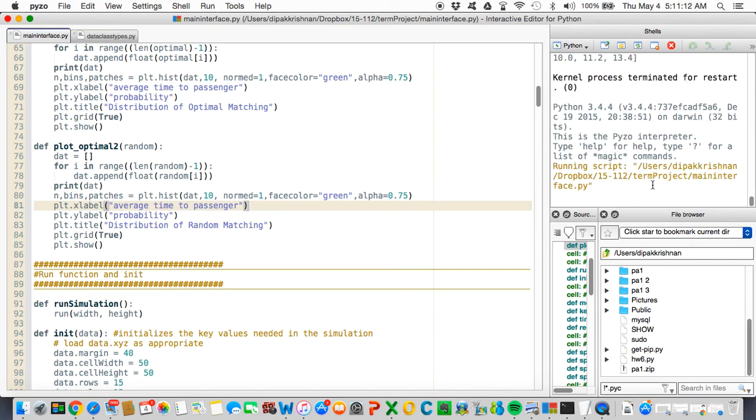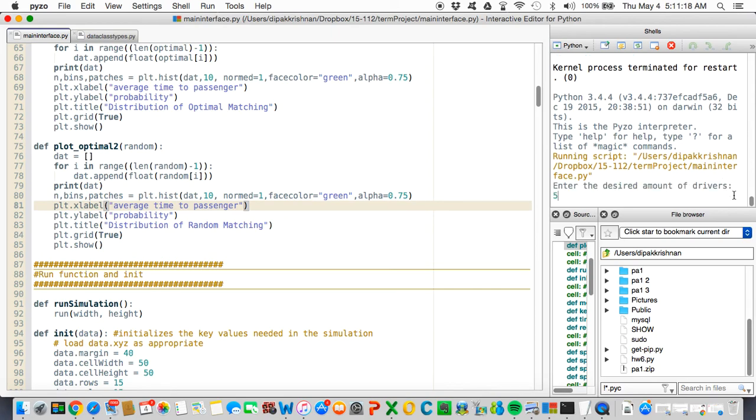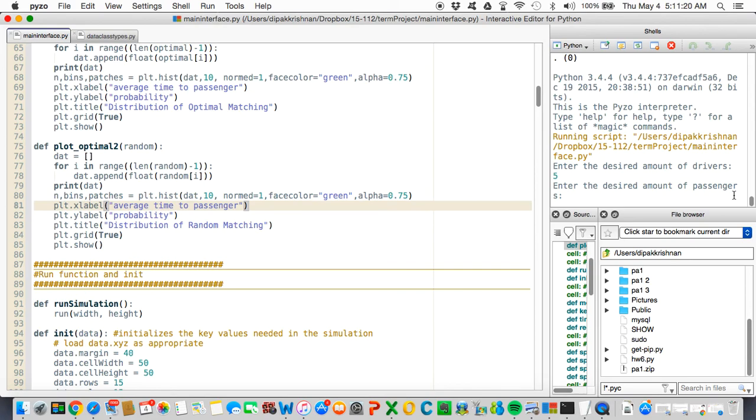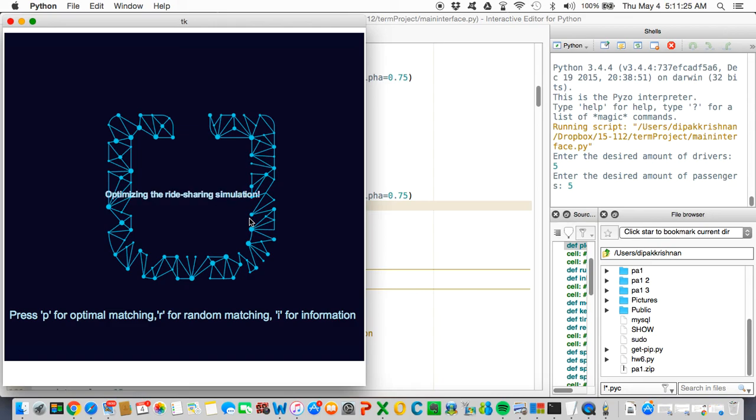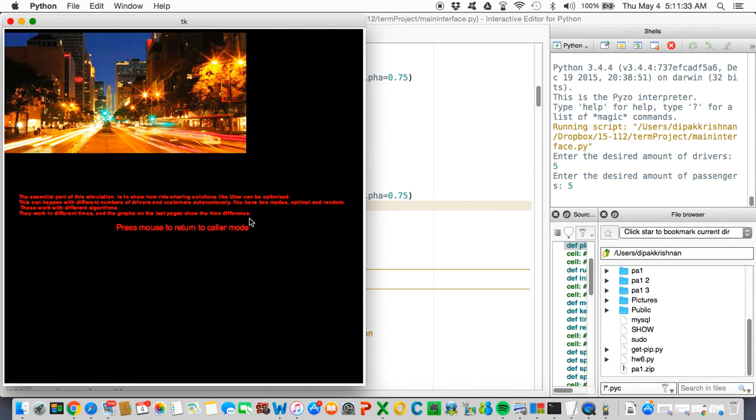As you can see here, we can pick any amount of passengers and drivers that we want. Let's start off with 5 for drivers, and to make it easy, 5 for passengers. So this is my basic splash screen, and since my inspiration is Uber, you can see this Uber image in the background. So let's go into the help screen.